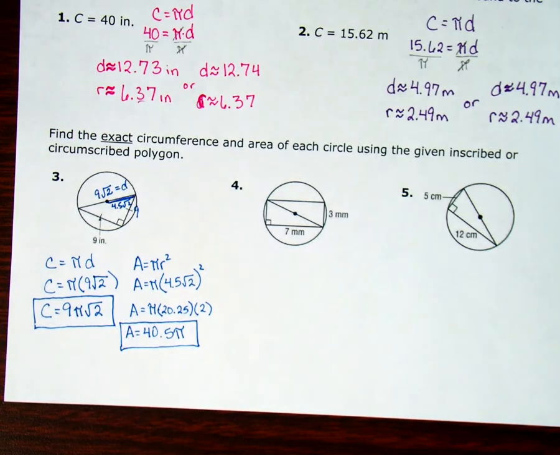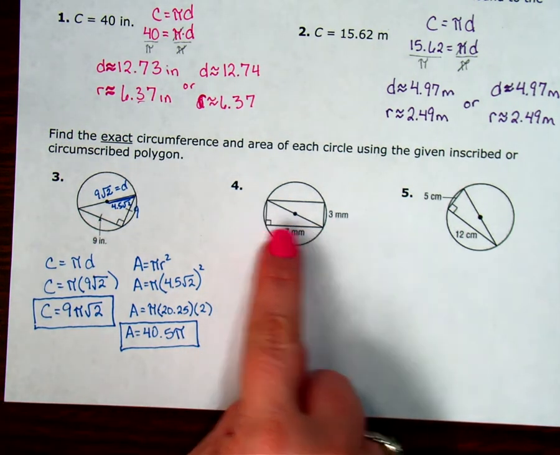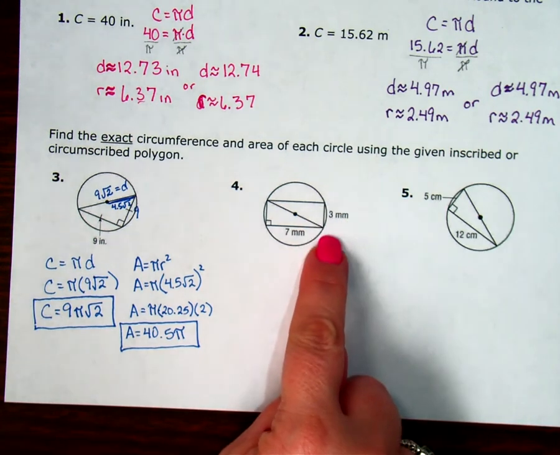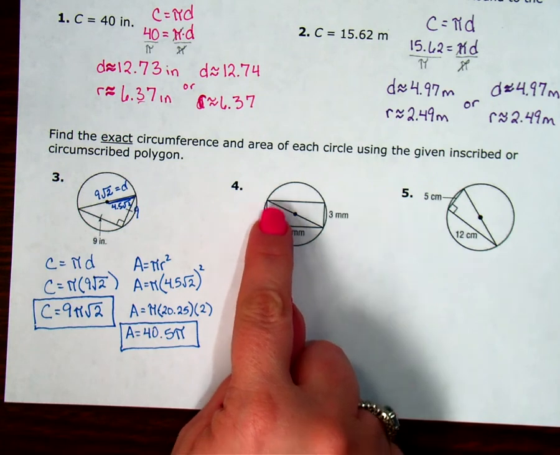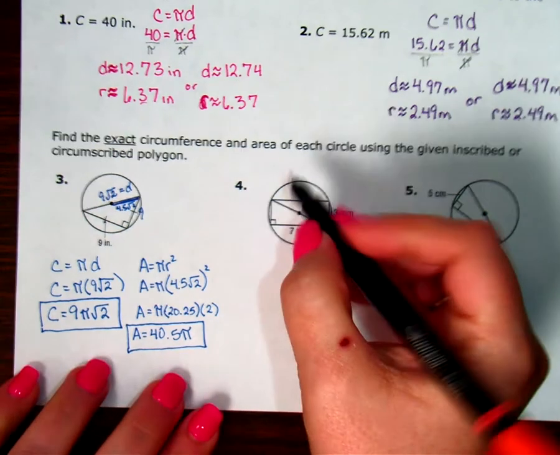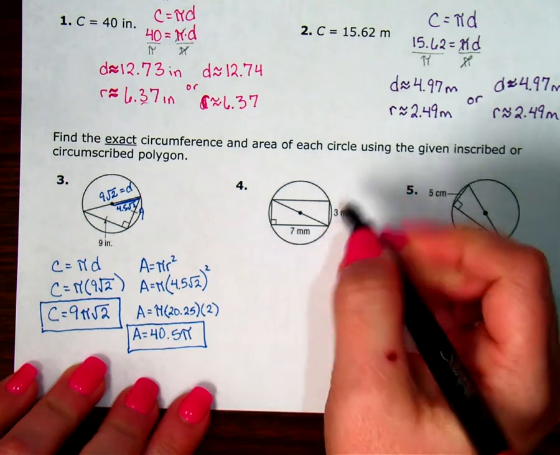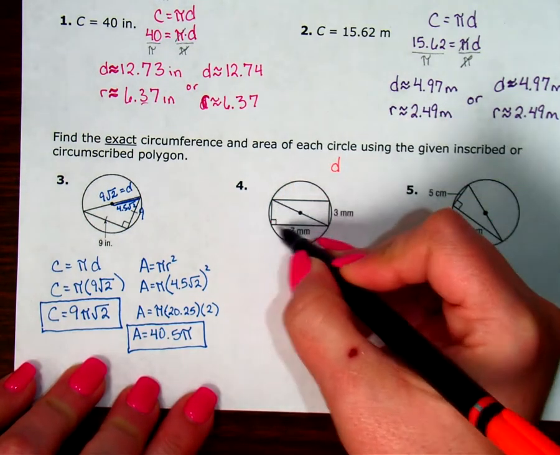The next one I can see I have a diameter drawn through. I have a 7 and I have a 3, which means this is going to be rectangular, so I'm going to have a 3 over here and a 7 over here also. So in this one, we need to figure out what my diameter is. The diameter would be the hypotenuse of this right triangle.